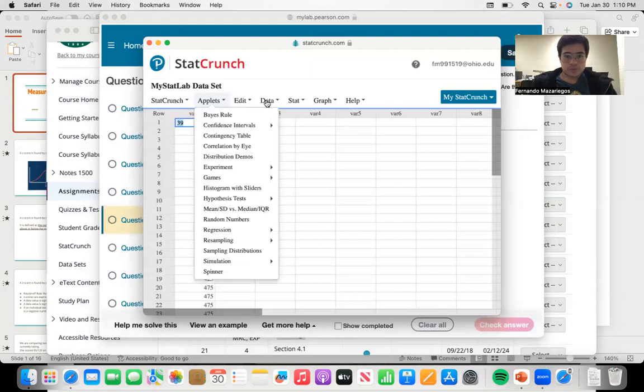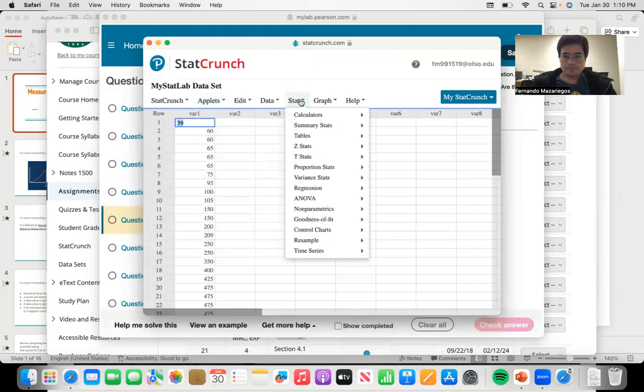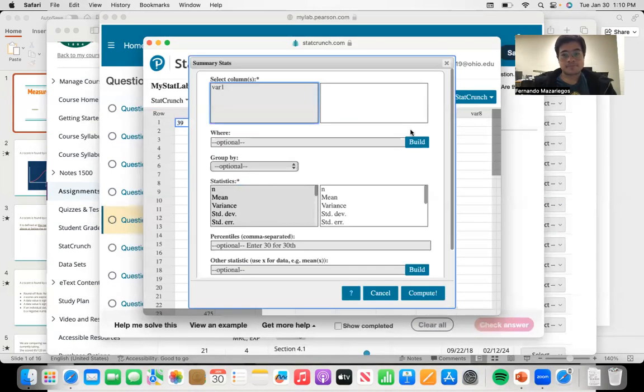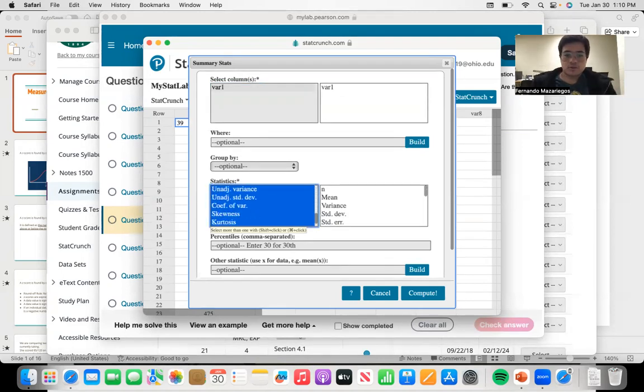And on StatCrunch, we can go to data. Stat. We go to stat, summary stats, and we go to columns. And then we select the column we want. And here, we select the statistics we want to find. There are many options. I always like selecting all of them, just to do this only once. But if you want to do this several times and selecting the one you need, you can also do that.